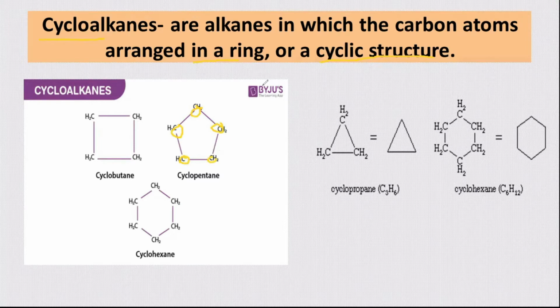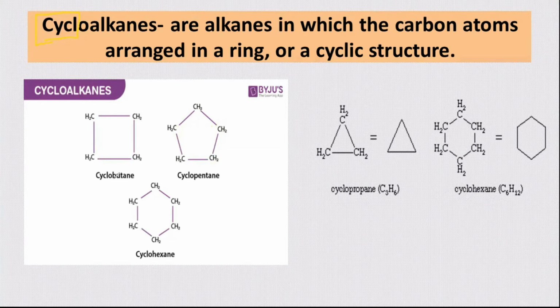An example of that is cyclobutane, cyclopentane, cyclohexane, and cyclopropane. Cycloalkanes are named by adding the prefix cyclo before the name of the open-chain compound having the same number of carbon atoms as there are in the ring.